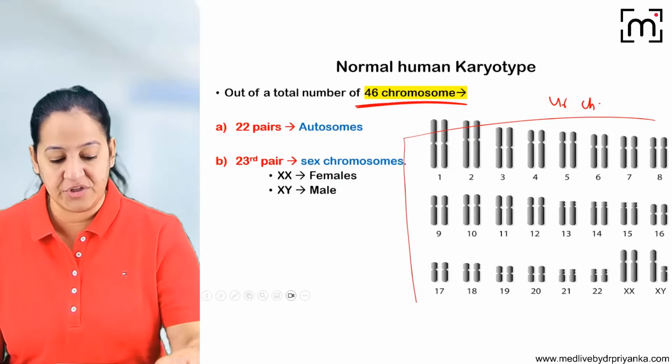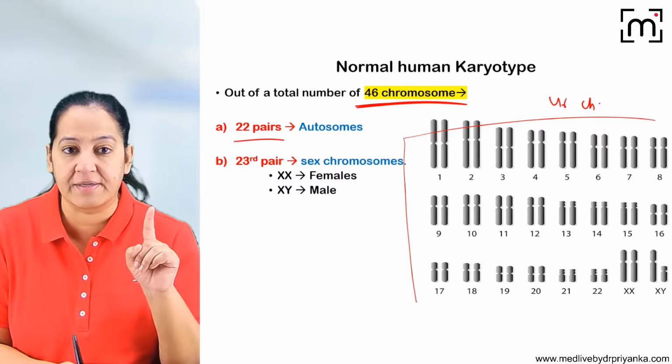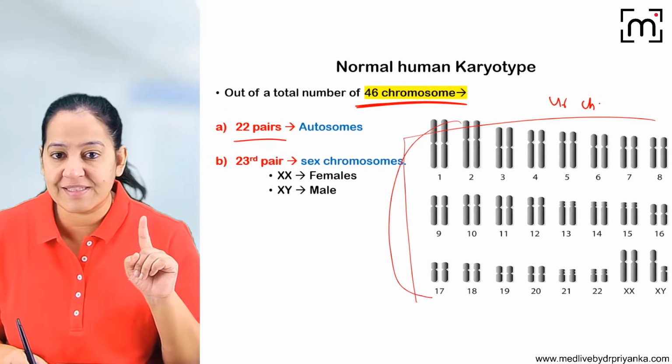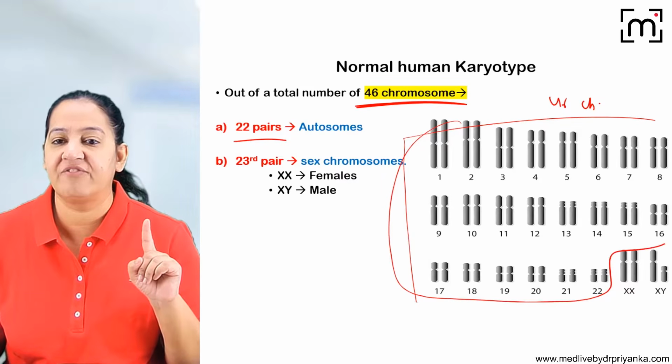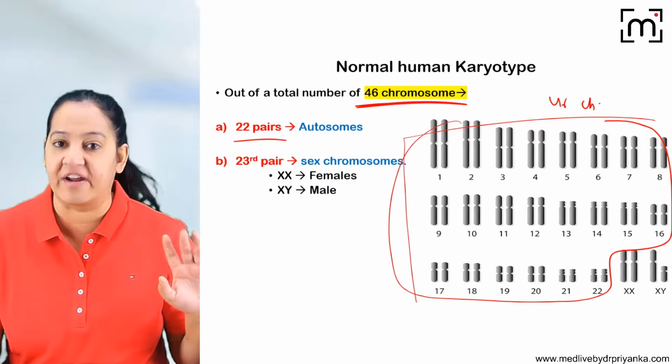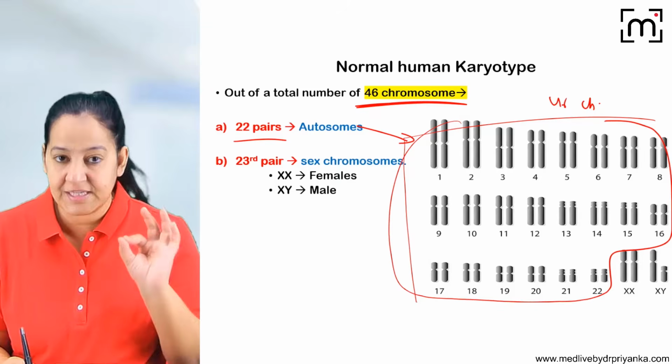So out of the 23 pairs, the first 22 pairs are the same in everyone. The first 22 pairs are the same in everyone. So these are known as autosomes.